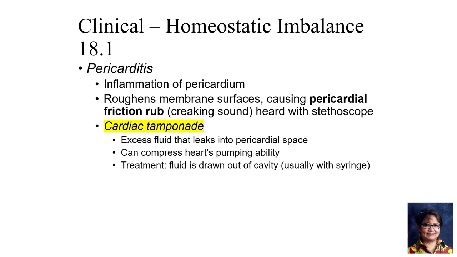Now, tamponade is another homeostatic imbalance, which is brought about by pericarditis. Cardiac tamponade is actually excess fluid that leaks into the pericardial space because of that inflammation. Because of this tamponade, the heart is compressed and its pumping ability is diminished. Usually, in this case, that particular fluid must be drawn out of the cavity, and the person is going to be given massive doses of antibiotics, and it is led to heal.